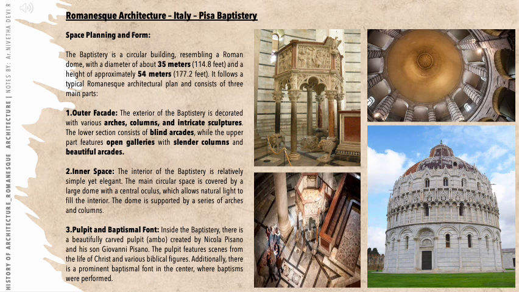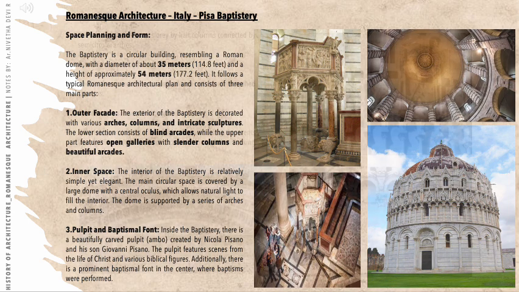2. Inner space. The interior of the baptistry is relatively simple yet elegant. The main circular space is covered by a large dome with a central oculus, which allows natural light to fill the interior. The dome is supported by a series of arches and columns. 3. Pulpit and baptismal font. Inside the baptistry, there is a beautifully carved pulpit, ambo, created by Niccolo Pisano and his son Giovanni Pisano. The pulpit features scenes from the life of Christ.